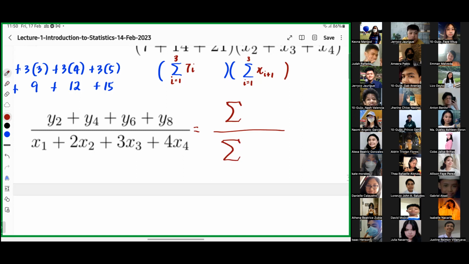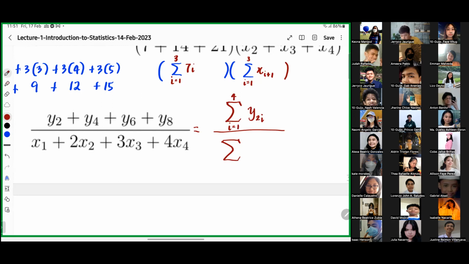Sabi ni Anton ay y sub 2. Y sub 2. Anong gusto mong gamitin din letter, Anton? I ulit? Why not? So sabi ni Anton ay y sub 2i. From I equals what? 1, 2, 4. Alright. So how about the denominator?